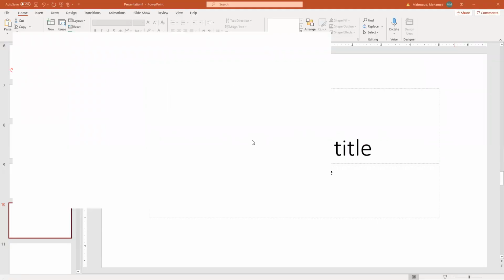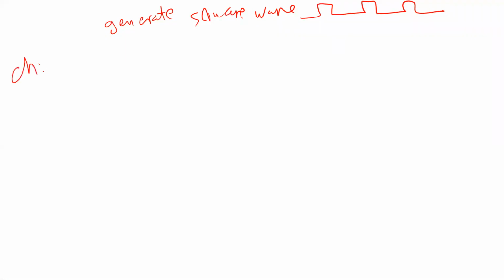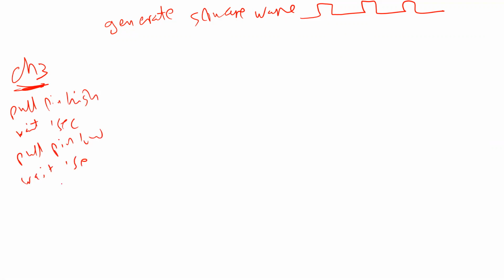Look here, guys. I told you before, how can we generate a square wave? In digital systems, we need to generate square waves most of the time, so it's very important to know how to do it. The way we did in chapter 3, I explained one way to do it. Pull the pin high, and then wait 1 second. Remember what we did? Then pull the pin low, wait 1 second, and then go back and repeat again. That's what we did in chapter 3.